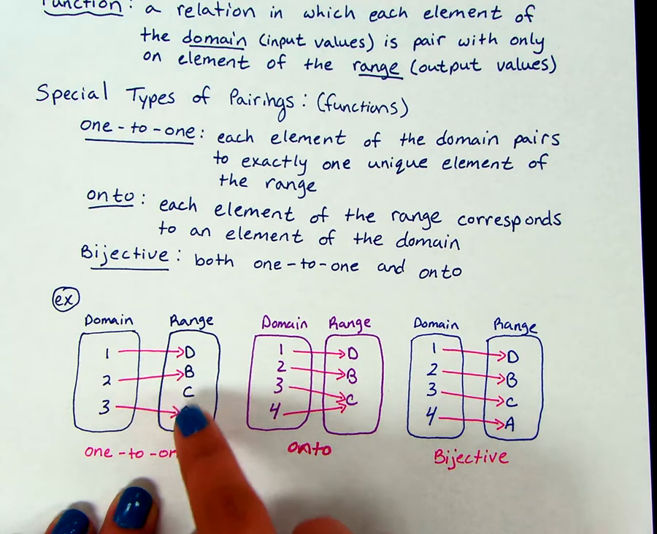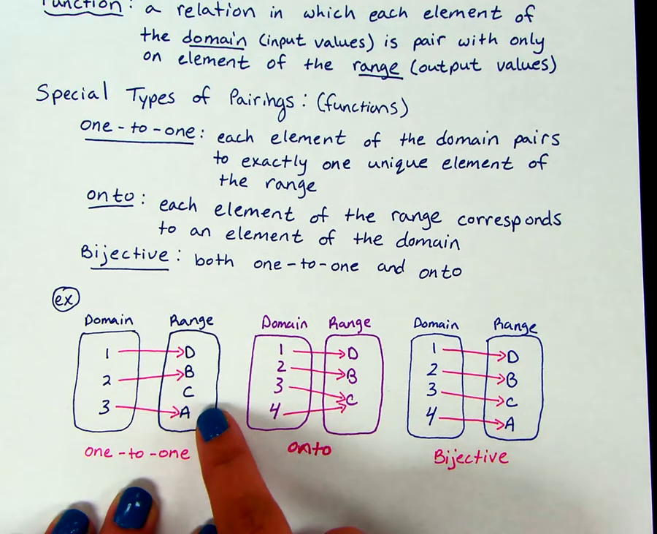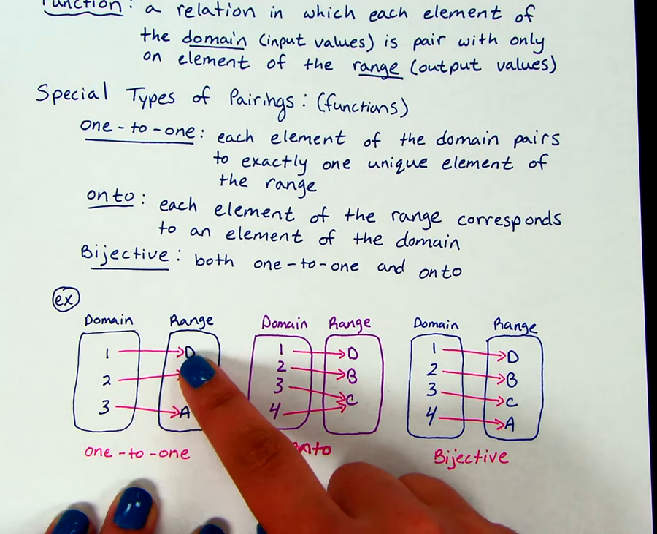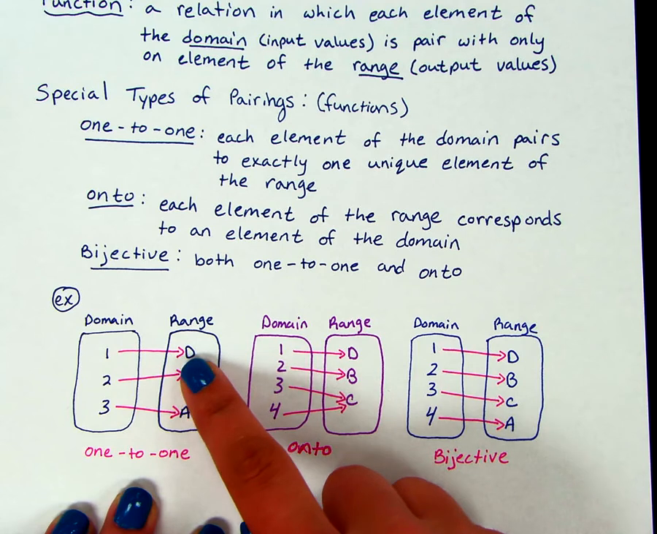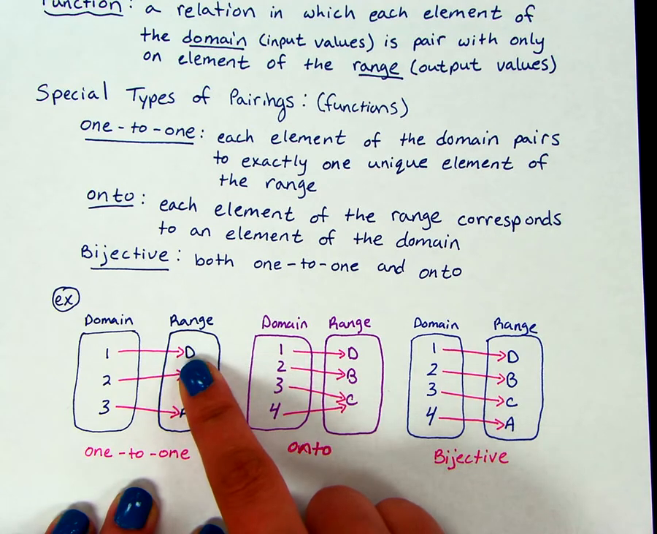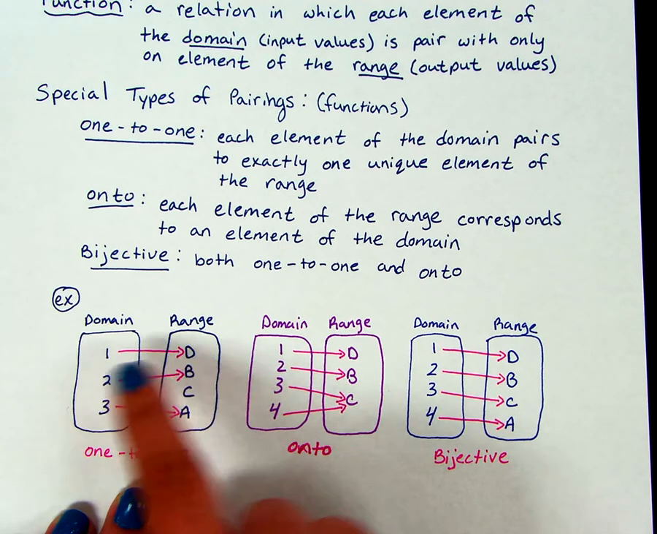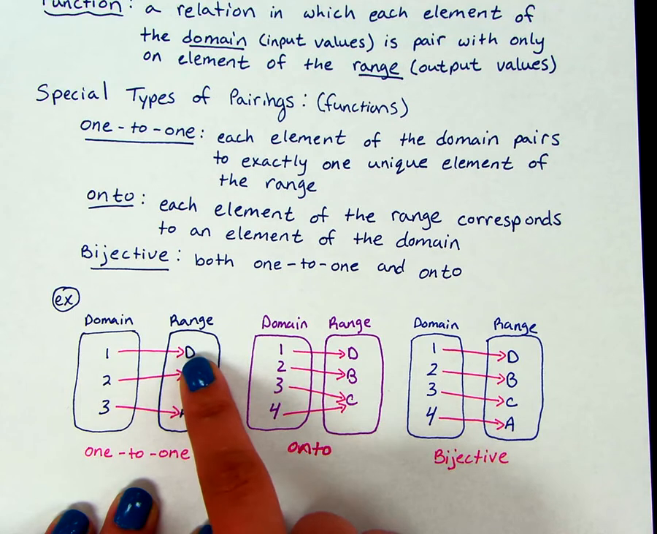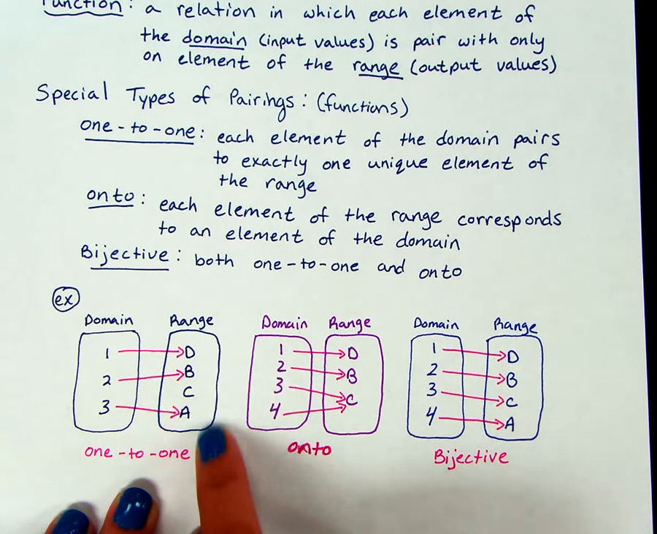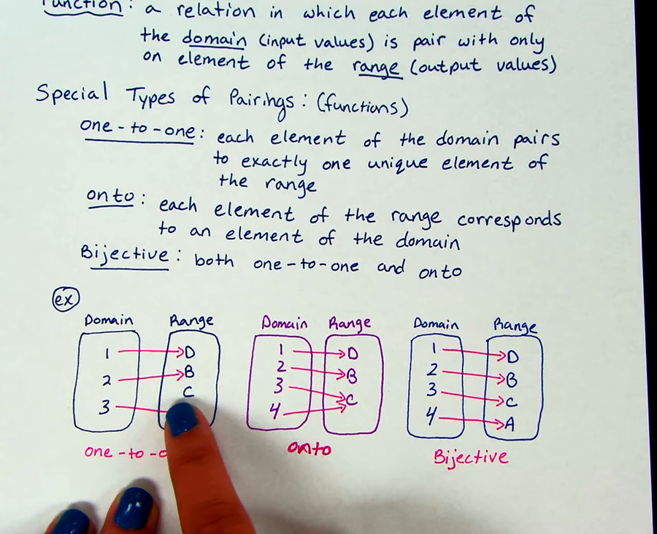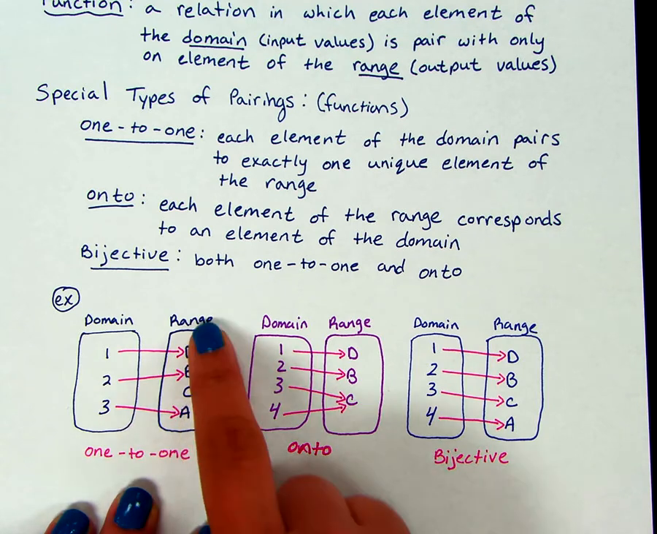Now these can't go to the same one in the range. So if 2 went up to D, that means D is shared, so it is no longer unique. So 1 can only go to one element in the range, and none of these can be shared on this side. That's what makes it one-to-one. It's okay if it doesn't have an x value to it, but they can't be shared.